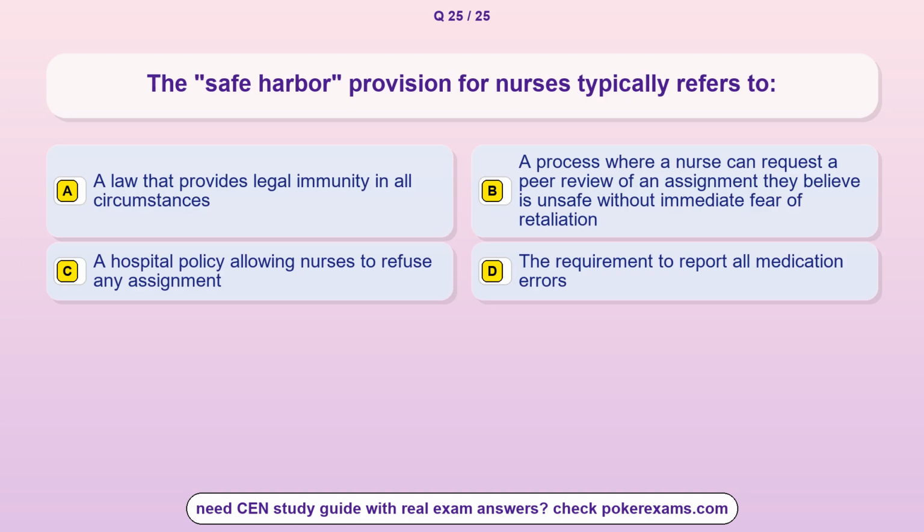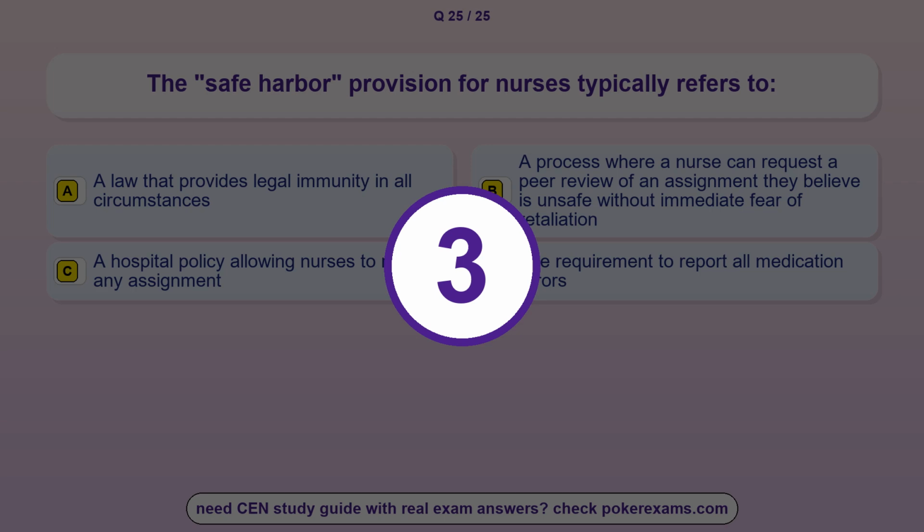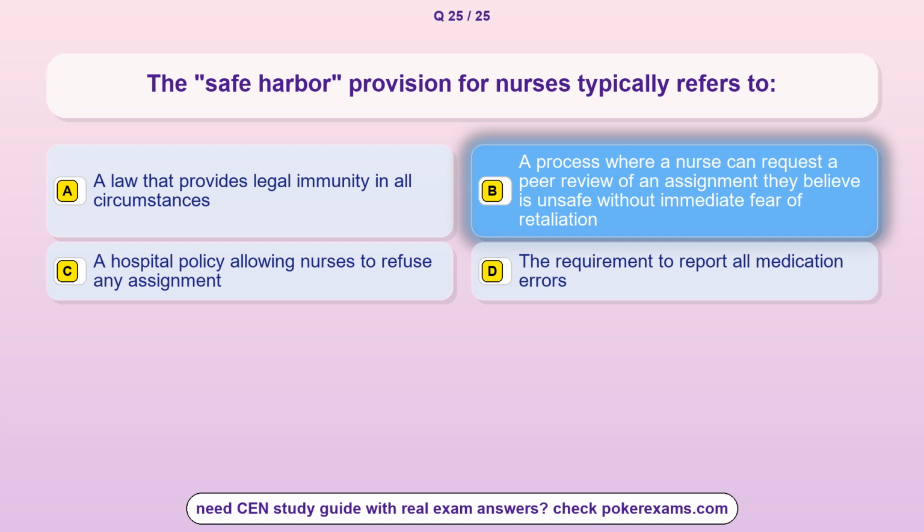Question 25. The safe harbor provision for nurses typically refers to: Option A, a law that provides legal immunity in all circumstances. Option B, a process where a nurse can request a peer review of an assignment they believe is unsafe without immediate fear of retaliation. Option C, a hospital policy allowing nurses to refuse any assignment. Option D, the requirement to report all medication errors. The correct answer is option B, a process where a nurse can request a peer review of an assignment they believe is unsafe without immediate fear of retaliation.